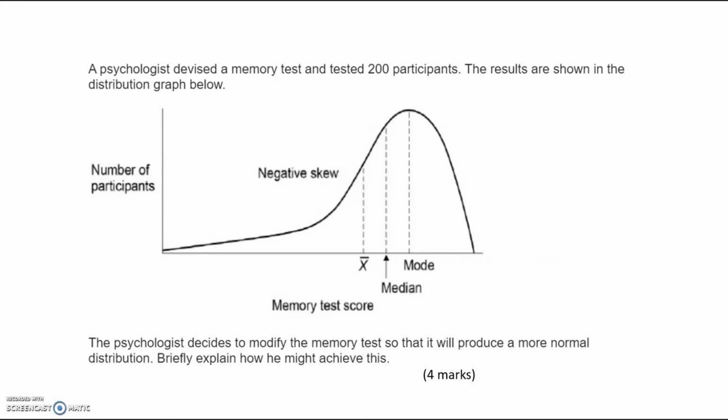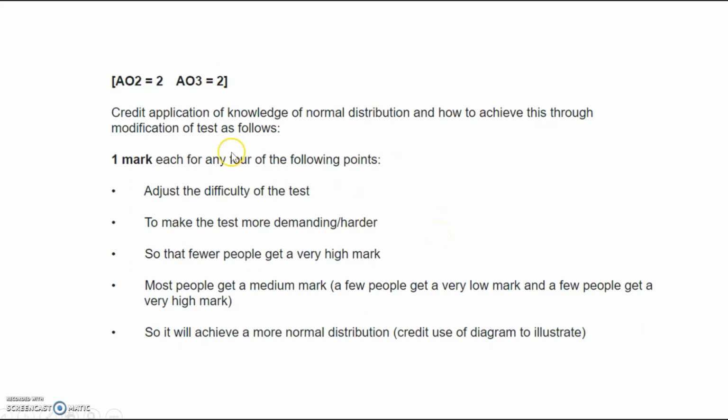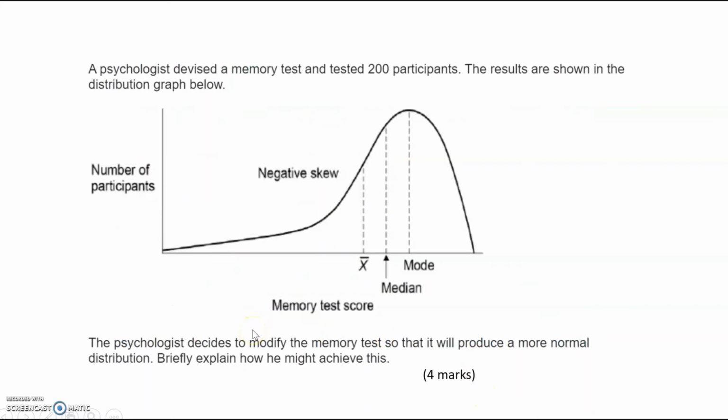But if that is stressing you out, all you have to do is think back to, I want the mean, median, mode in the same place to get a normal distribution. How am I going to do that? So as you can see here, in order to get the marks for this question, you need to adjust the difficulty of the test to make it harder, so fewer people get a high mark. Most people get a median mark, so people will get an average mark, which will achieve a normal distribution. And if you then draw a diagram of a normal distribution to indicate that, that is fine in that question.